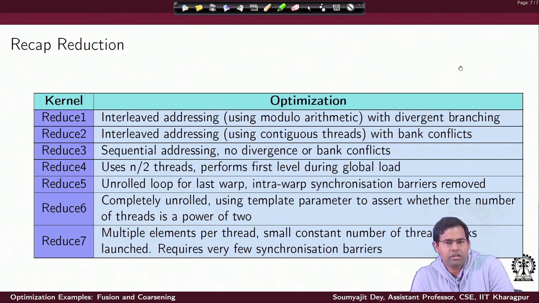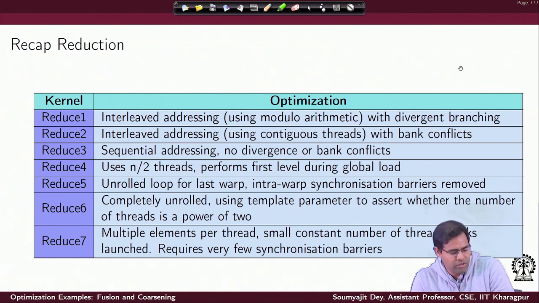Then in reduction 5, you unroll the last warp, and you were able to remove intra-warp synchronization barriers for the last warp. And if you remember, in reduction 6, you performed a template parameter based complete unrolling of the kernel based on whatever the block size is. You will be generating code where there was effectively no loop, a completely unrolled version of the kernel, right? So all the loop overheads were removed.